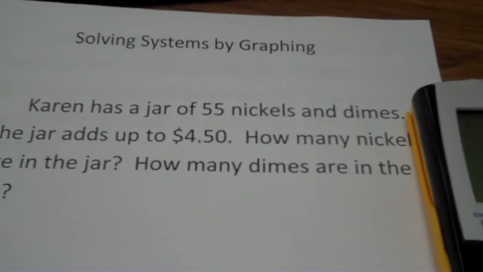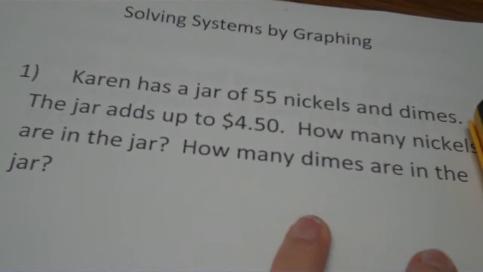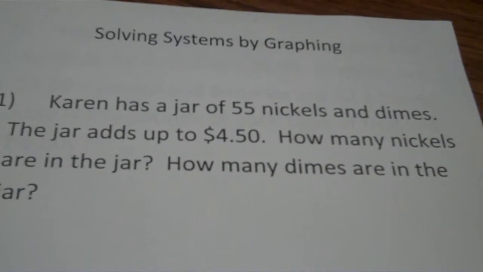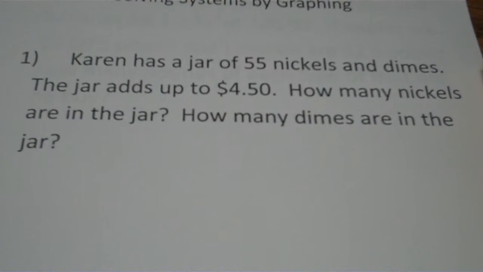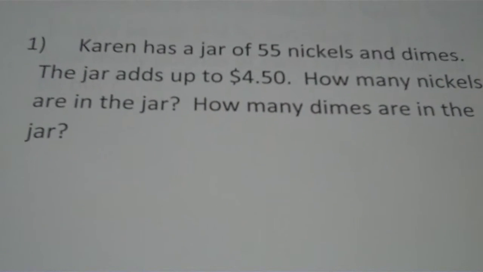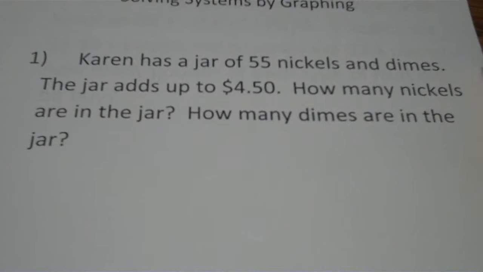Let me read the first word problem and then we'll go from there. Karen has a jar of 55 nickels and dimes. The jar adds up to $4.50. How many nickels are in the jar and how many dimes are in the jar? So this is a system and I'm going to show you how to solve it.